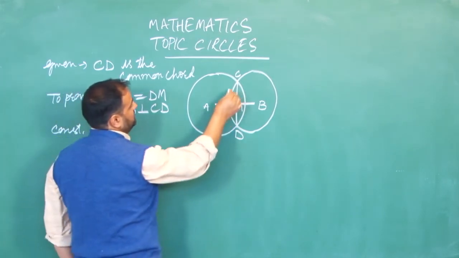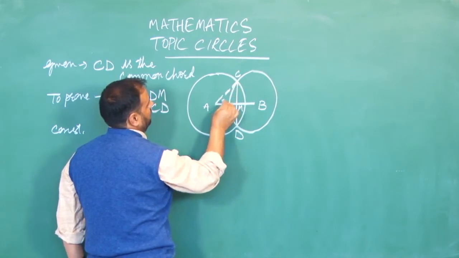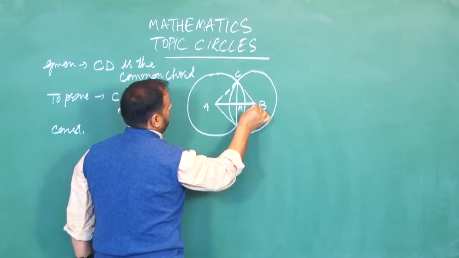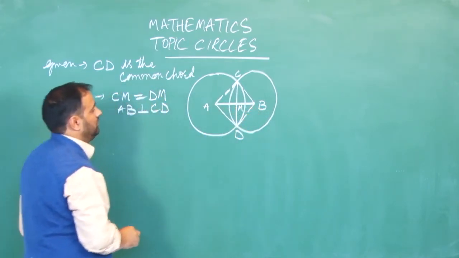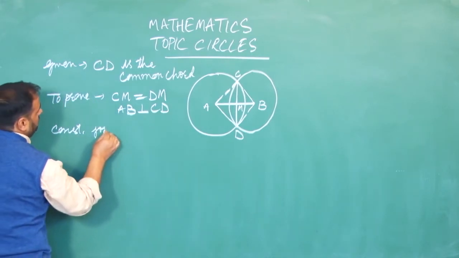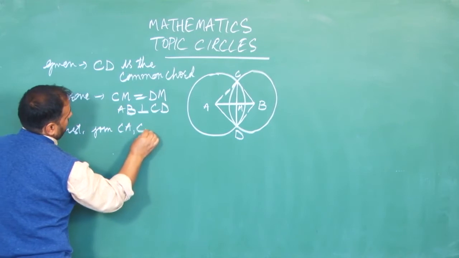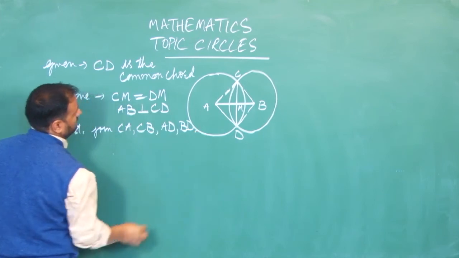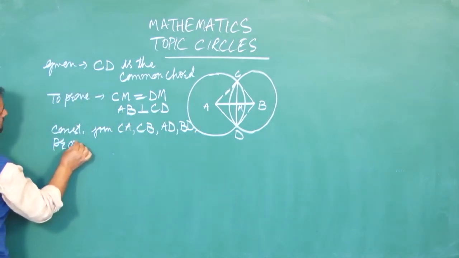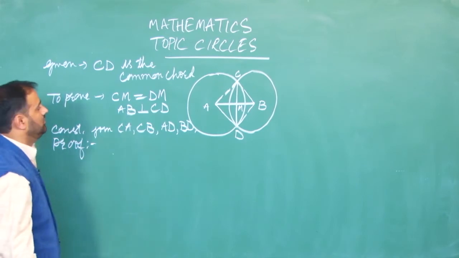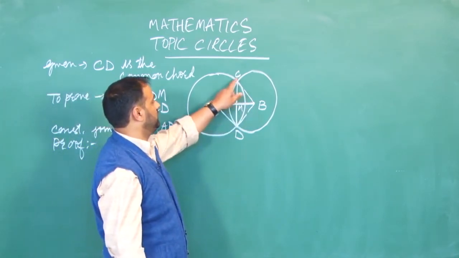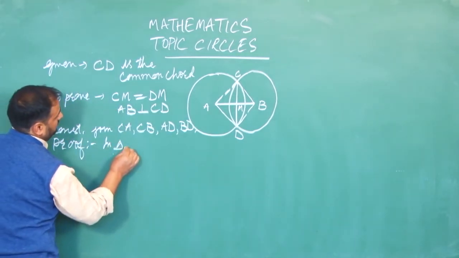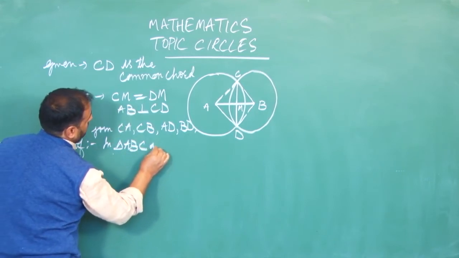We join A with C and then B with C, then A with D and B with D. So, join CA, CB, AD and BD. Now, we will discuss about the reasons how we can prove that. Taking two triangles, let us take triangle ABC and ABD and find out different ways to make these two triangles congruent.